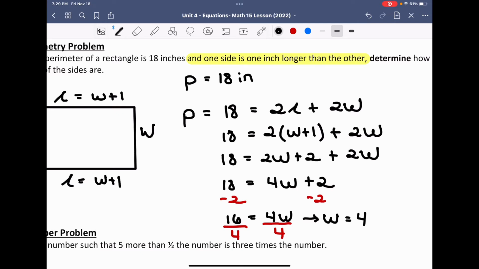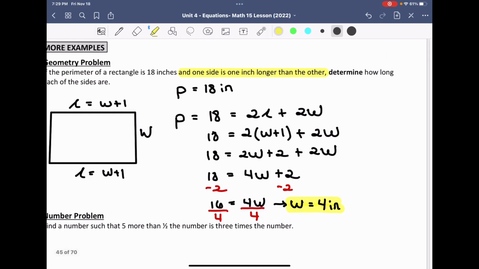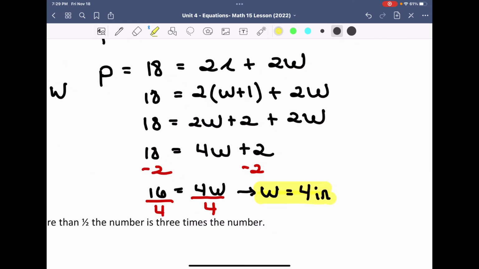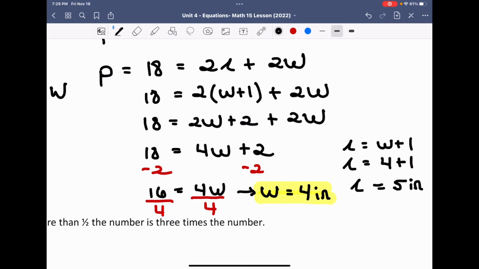Now, what were the units here? It's in inches, so I have to include 4 IN, or include the units at the end here. Now, remember, this is only symbolic of the width. We need the other dimension here, which is our length. So for part 2 here, what I'm going to do is just off to the side, we know that the length was equal to W plus 1. Well, we now know the width is 4, and 4 plus 1 gives us a length equal to 5. And remember, units are important here, 5 inches here.